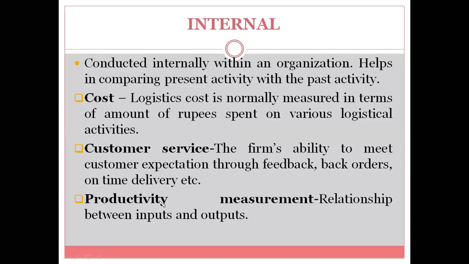First one is internal. From the name itself, we can understand that it is something related to or which is conducted internally or inside the organization. Okay, so it is a measurement system or a management system which is conducted internally within an organization. It helps in comparing the present activity with the past activity. Okay, so here a few elements are there under this. First one is cost, then customer service, productivity measurement, asset measurement, and quality.